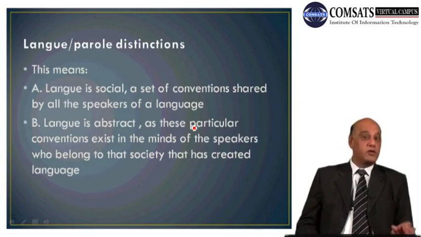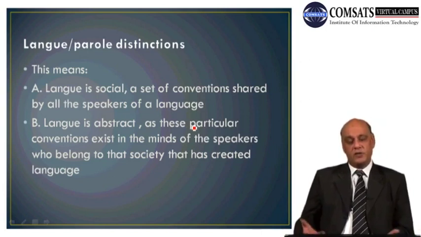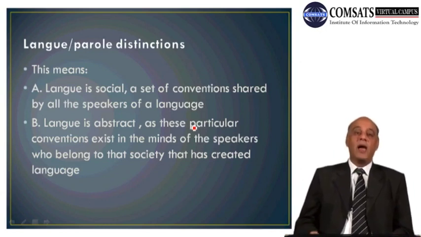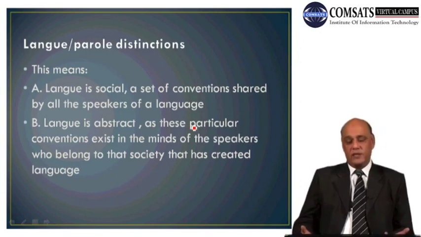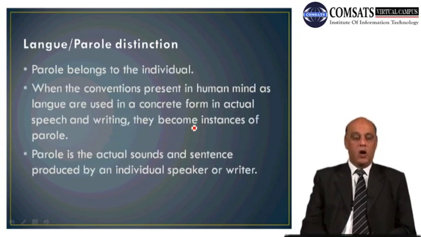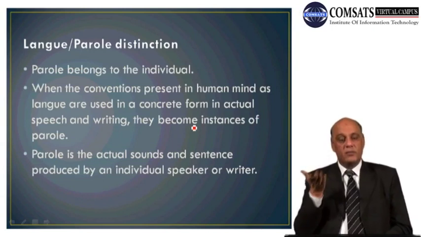The language of that society is basically governed by the rules agreed upon by the speakers of that society. So what is langue? Langue is an abstract phenomenon. Langue is a set of rules. Langue is a set of principles which basically makes up the language, which sets the rules for forming a language. Now, look at the next term, parole.